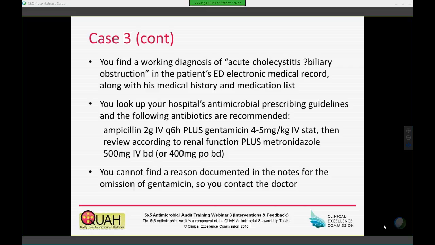Sounds like a good plan. Could you make a note about that in his file? It just helps to keep everyone on the same page about his antibiotic plan.